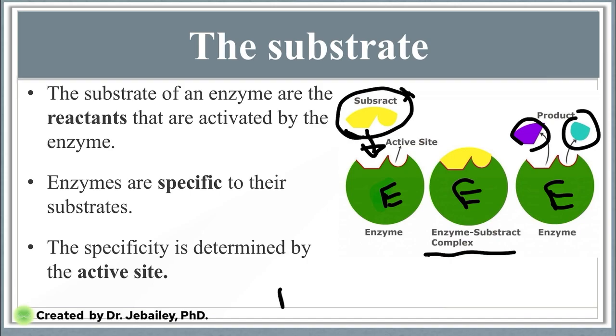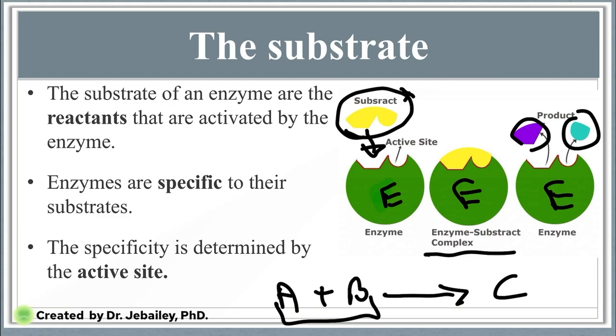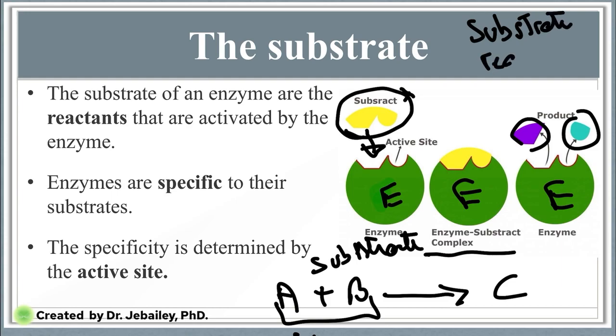So for example, let's say A and B will make C. In this case, A and B, who are they? They are the substrate. Or if they're not called a substrate, there's another word, we call it the reactant. Now, C, in this case, would be the product. So, who does the enzyme bind to? The enzyme binds to the substrate. So the words substrate and reactant are the same thing anytime you find them in the test.